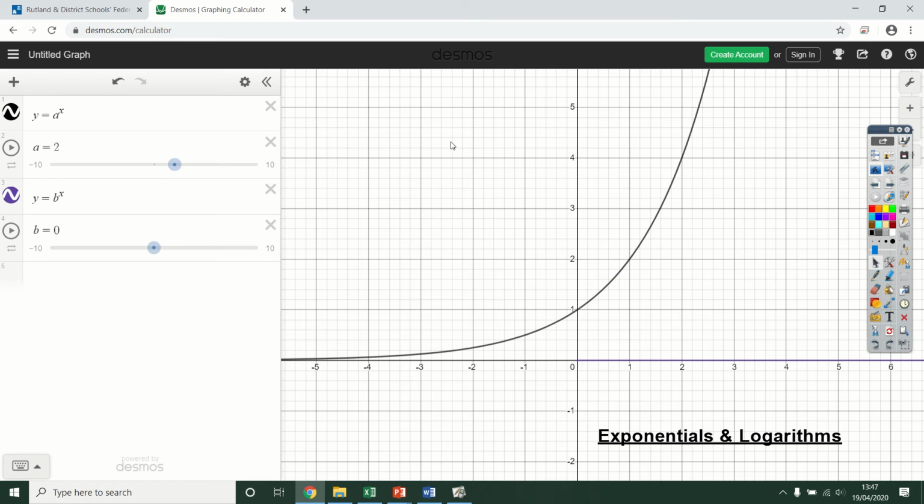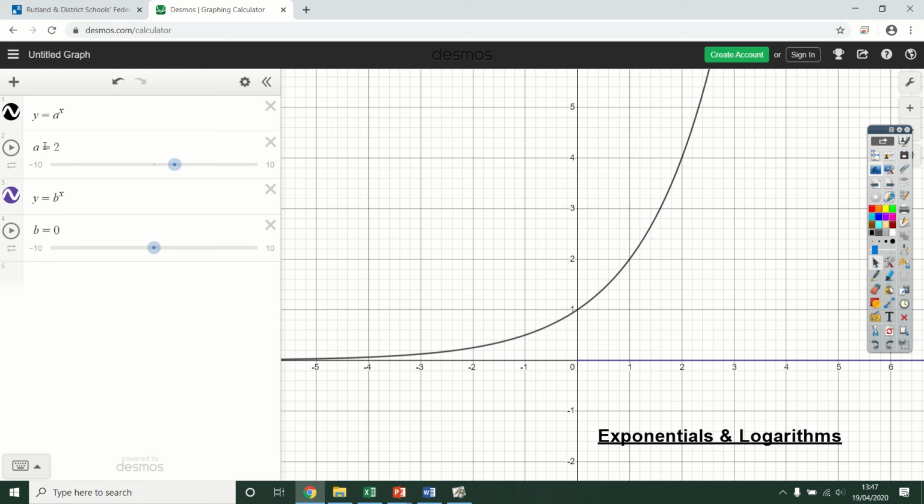Okay, so I've opened up Desmos. I've set up an exponential graph, which looks like this: y equals a to the x. A is my base. Currently, a is 2, so this is y equals 2 to the x. And we should all be hopefully already familiar with the shape of the graph. It grows quicker and quicker the more we go up to the right, and then it decays and approaches the x-axis on this side.